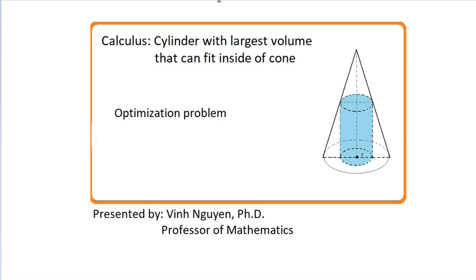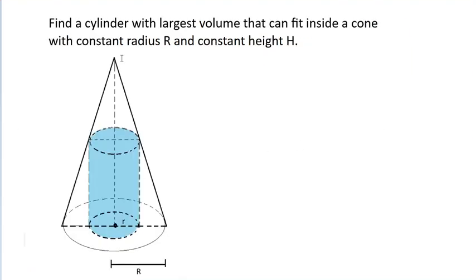Here we have a cylinder that's inside of a cone, and what we want to do is find the cylinder with the largest volume that can fit inside this cone. The cone has a fixed radius, a constant radius denoted by a big R, and the height is also fixed and constant.